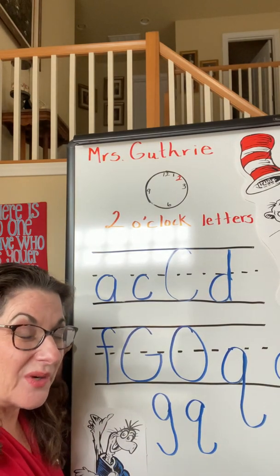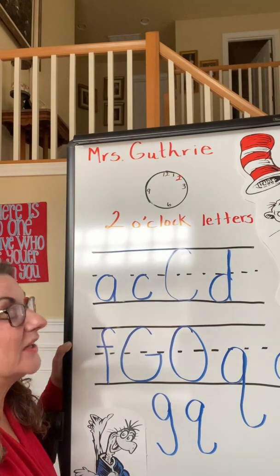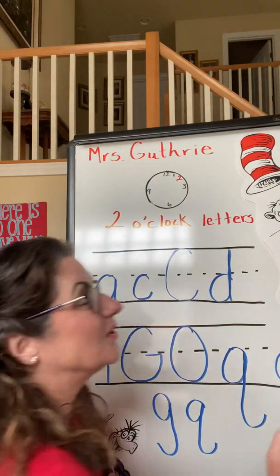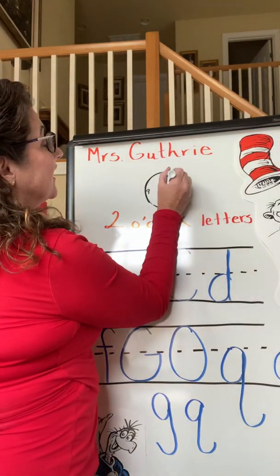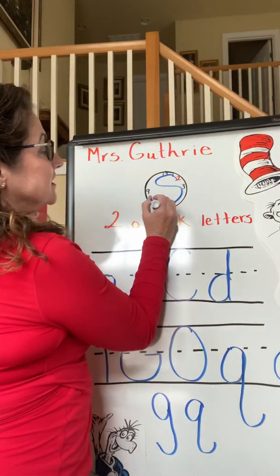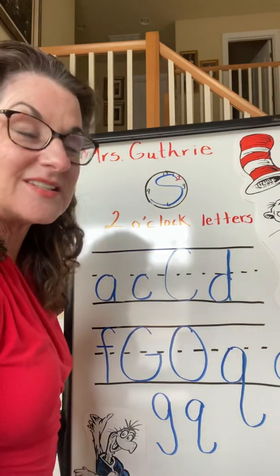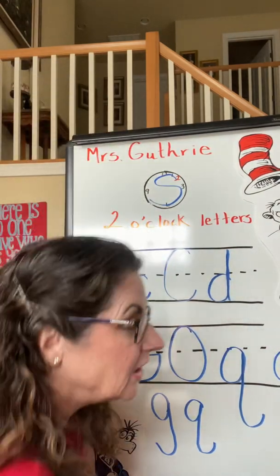S starts at 2 o'clock. Now S is really tricky because it starts at 2 o'clock. I'm gonna make it up here. It starts at 2 o'clock and it goes around and switcheroos and comes back like that. It's a hard letter to make.